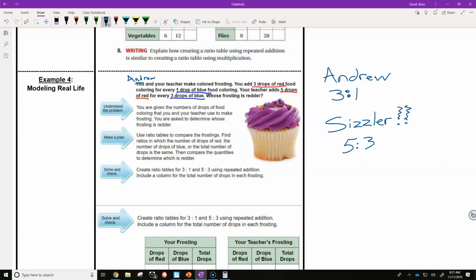So, here's what we're going to do. If you think it's Andrew, I want you to stand up tall and stretch. If you think it's Sizzler, you need to lay on the ground. 1, 2, 3.